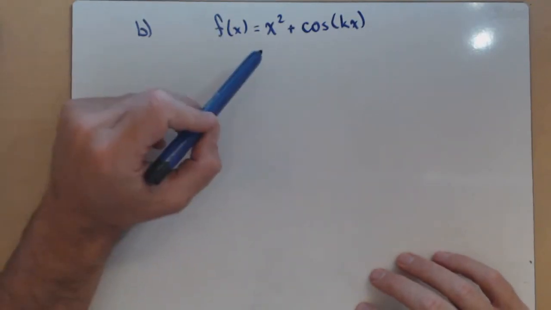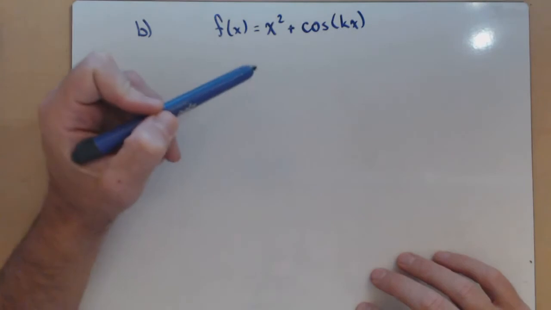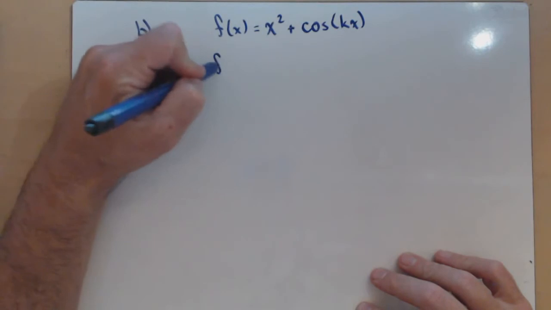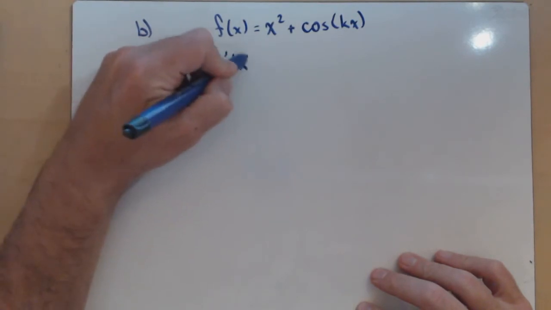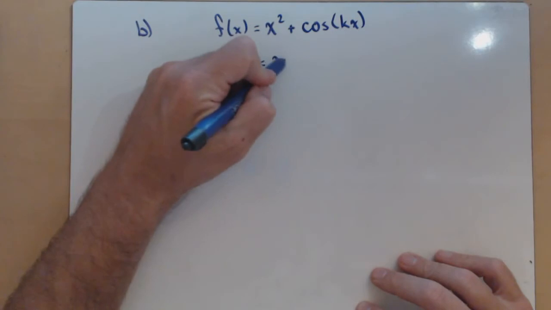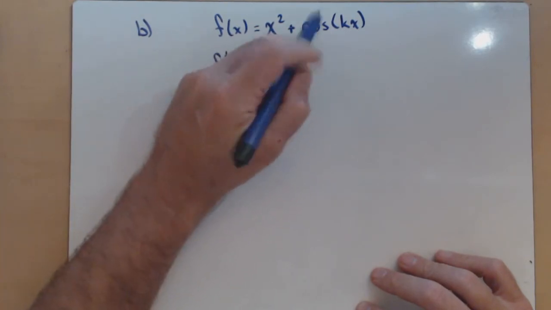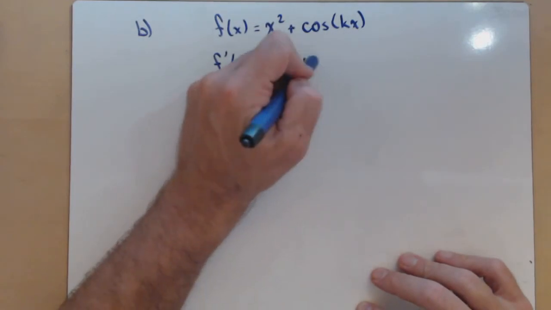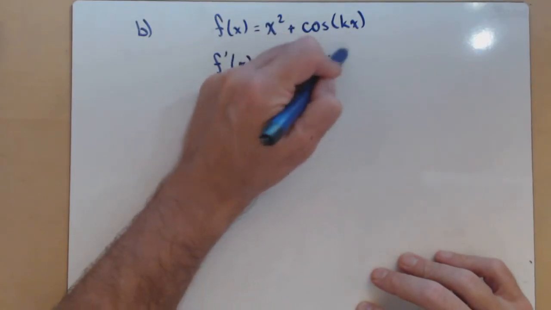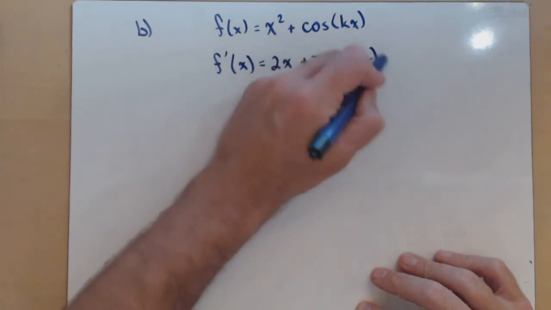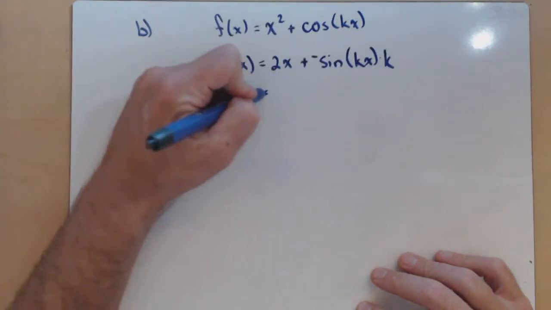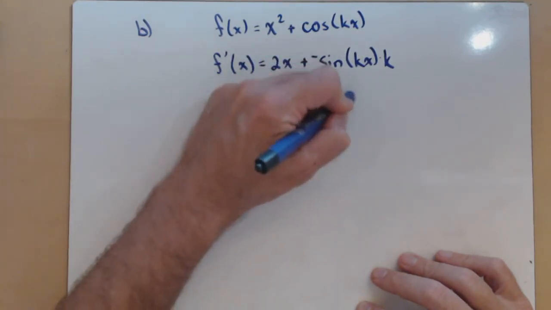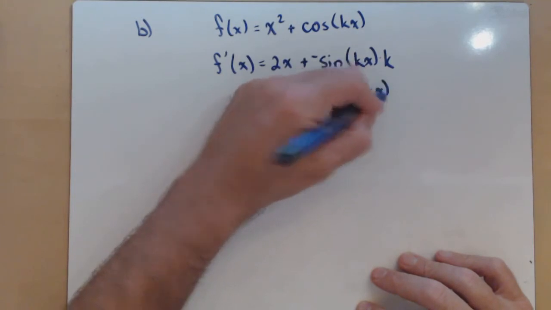Part B asks us to explain for what values of k we'll expect to see inflection points. Remember that inflection points come from the second derivative. So you have the first derivative, which is 2x plus, now the derivative, this is going to be a chain rule. Derivative of cosine is negative sine, leave the inside alone, times the derivative of the inside. So I might rewrite this as 2x minus k sine of kx.